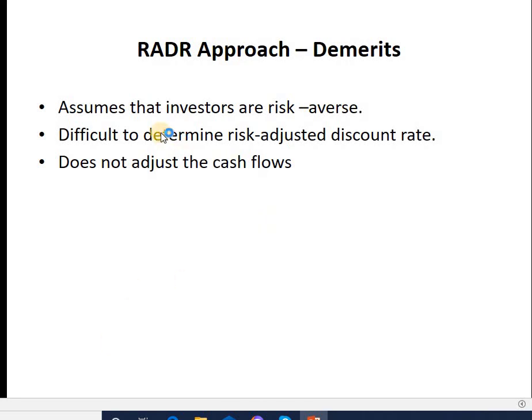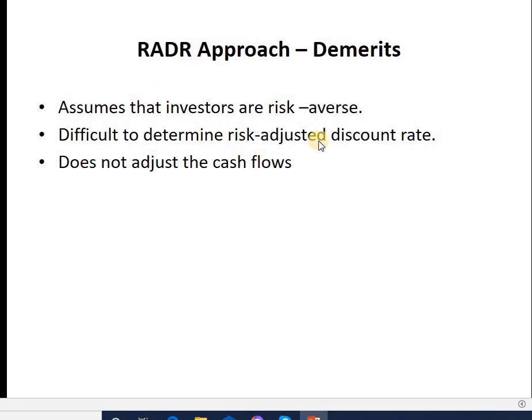The demerits are: it assumes that investors are risk averse. Thinking that investors are risk averse, we are providing for the risk premium. It is not the fact that all are risk averse. There are some investors who enjoy taking risk, who love to take risk. So this approach keeps in mind only the risk averse investors.